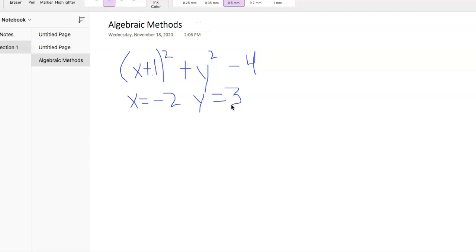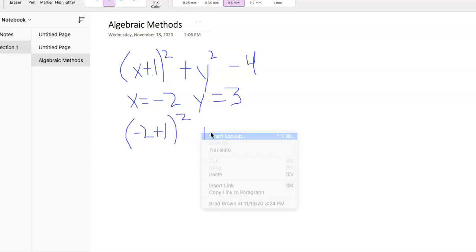Okay, and then we plug in. And already you can see that there's exponents here, there's a subtract thing, there's a parentheses. PEMDAS is going to come into play. All right, so we got -2 plus 1 squared plus, so we said y is 3, so 3 squared.